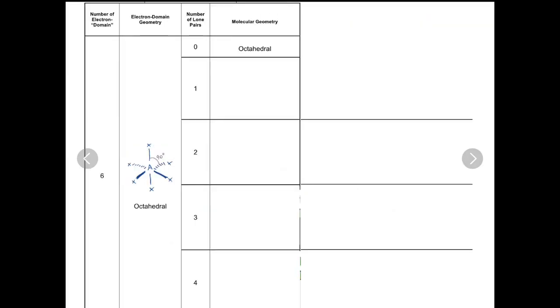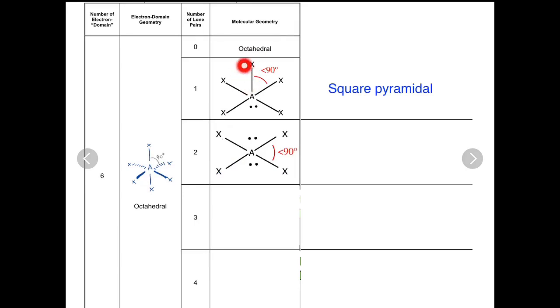All right, for 6 electron domains, which is octahedral, when we have 0 lone pairs, the molecular geometry will still be octahedral. When we introduce 1, what we have is square pyramidal, because it's a pyramid that has a square base. The second one, if you introduce the second one, does it matter whether I introduce X here, here, or here? In this case for octahedral, it doesn't matter because all of these bond angles are 90 degrees, right? So between here and here is also 90 degrees, and between here and here is also 90 degrees. So it doesn't matter in this case.